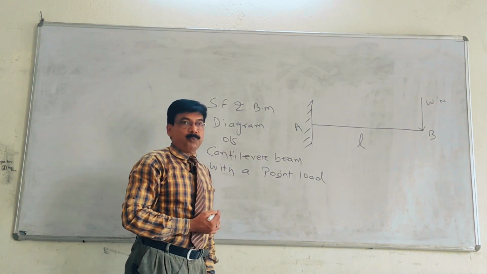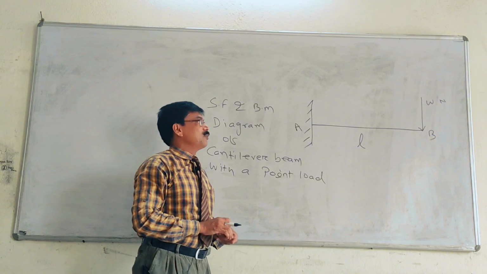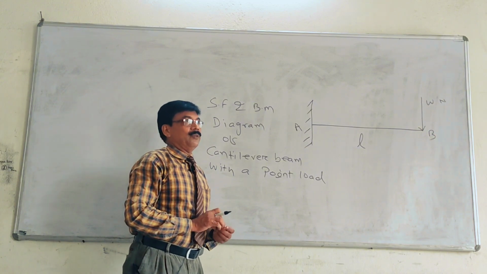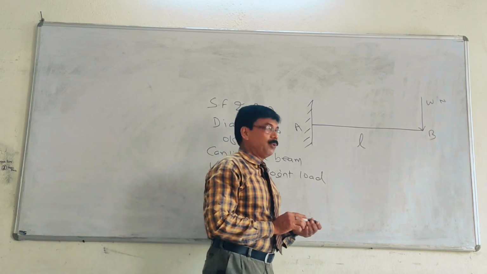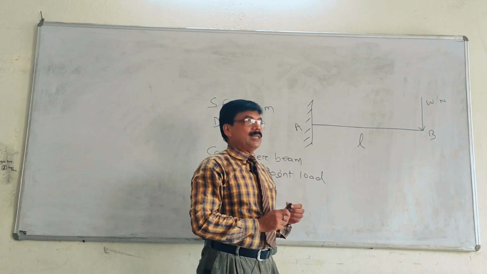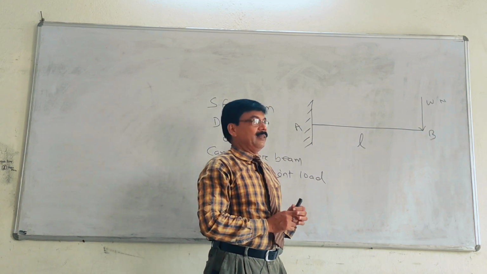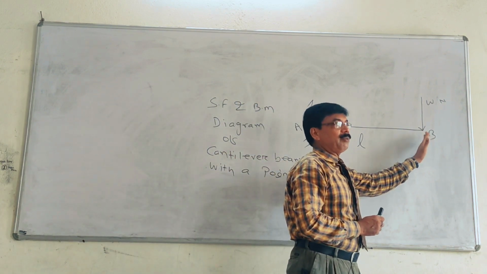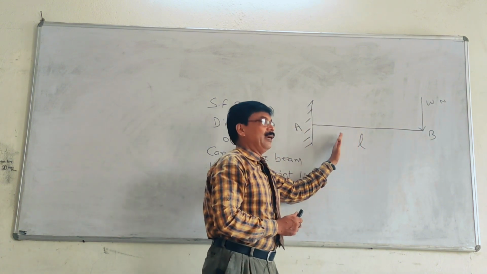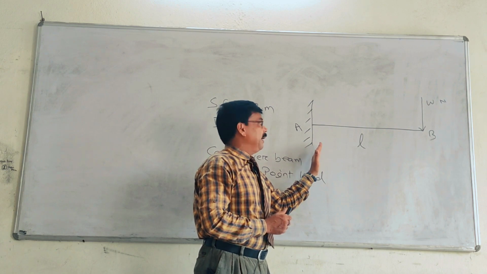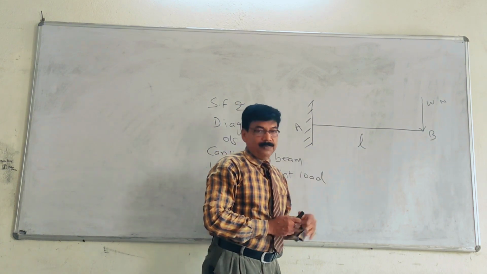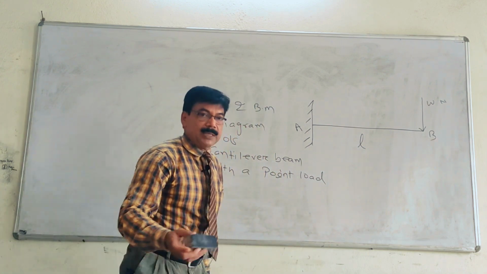So what is the procedure? First of all, we will discuss the procedure, then we will come to a numerical. At first we will start the shear force calculation from the free end. That means from the free end B we will start and gradually come up to end A, the fixed end. So now we will start the calculation.